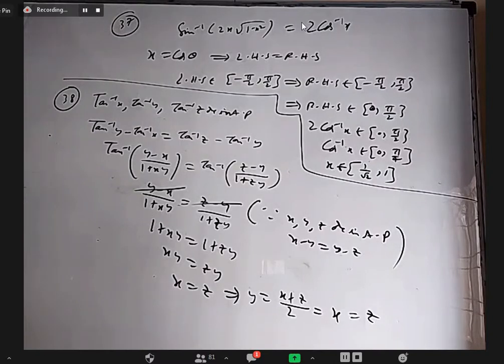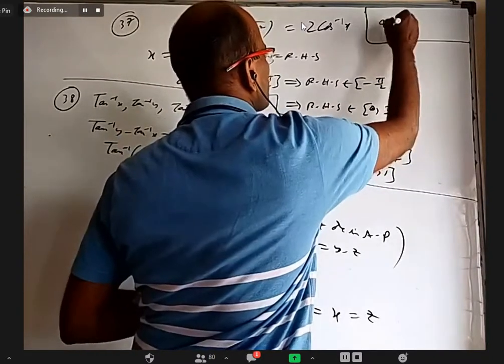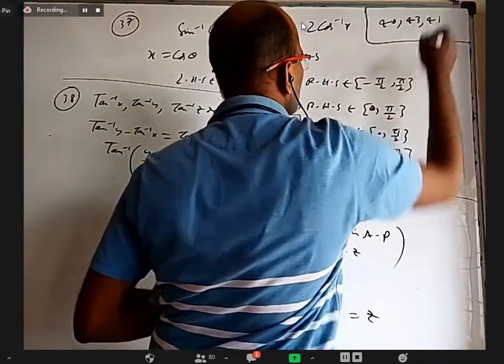I want to do next 40, 41, 43 together. Or maybe I'll do 40, then 43, then 41. Of course, if time is not there, we'll stop it. But after 38, next 40, next 43, next 41.